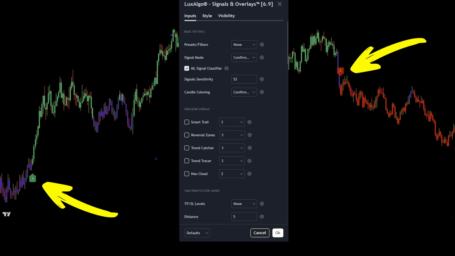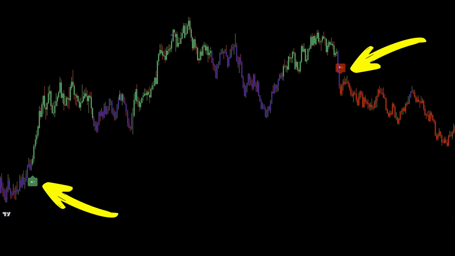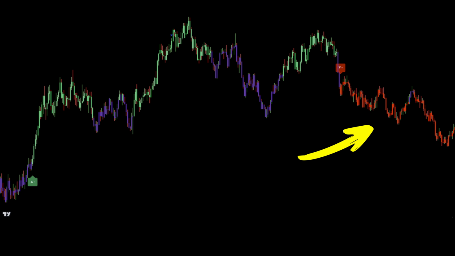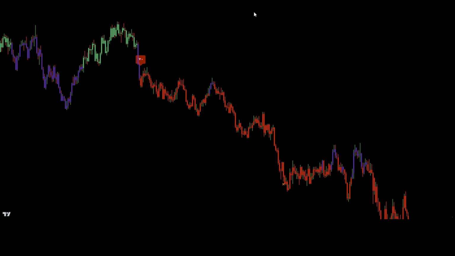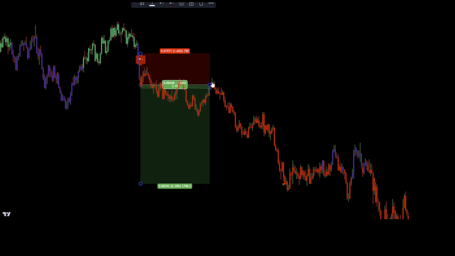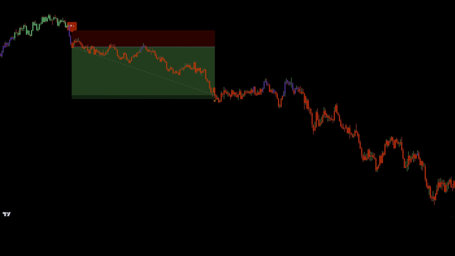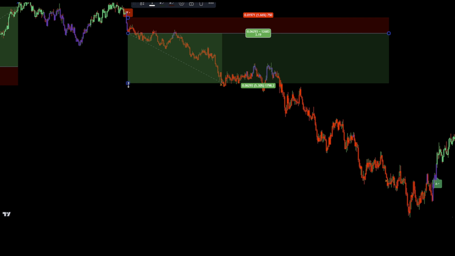It also includes machine learning signals, buy and sell signals, and candle coloring that adapts based on market conditions. The candle coloring uses green, red, and purple to indicate strong bullish, strong bearish, and retracement signals, making it easy to spot opportunities and understand market sentiment at a glance.